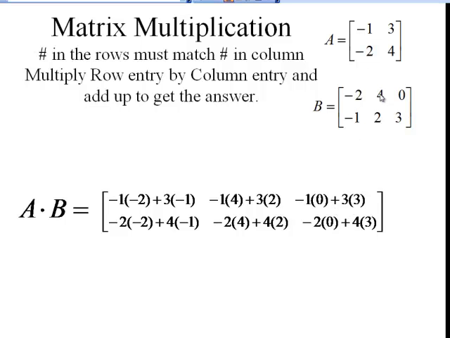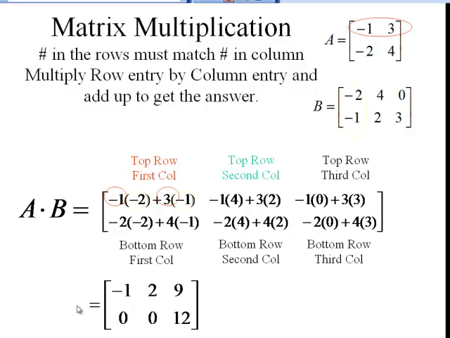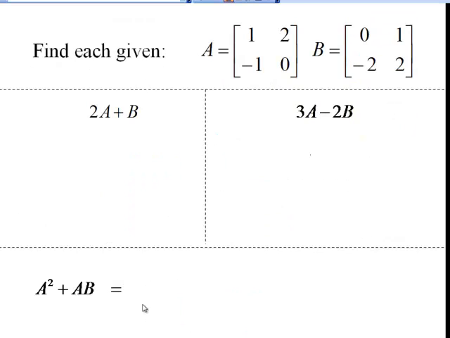So it's -1 times 4, 3 times 2, -1 times 0, the last one, and 3 times 3. And then when you combine all those, you get -1, 2, 9, 0, 0, 12. And again, you can type these in the calculator, and we'll show you how to do that. It speeds up the process, but this is by hand.